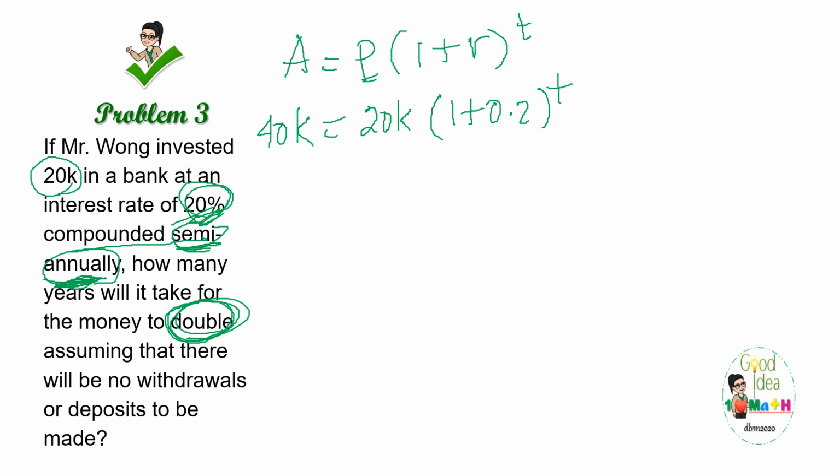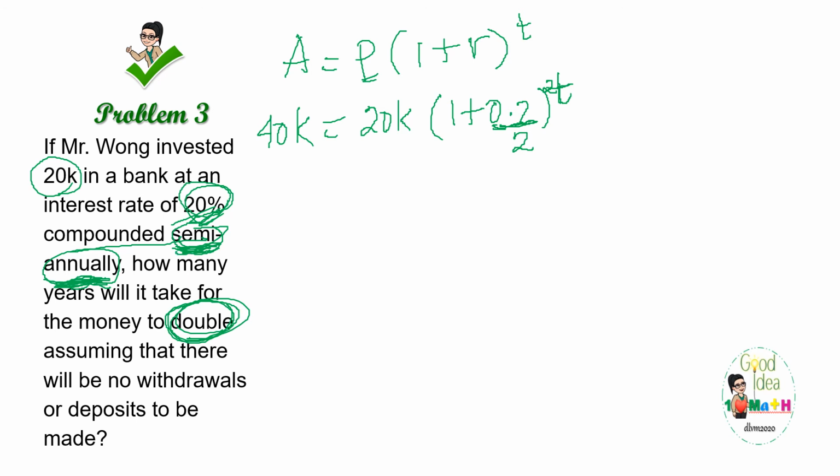Now, there is another thing that you have to remember. Be careful with this. It's semi-annually here. A while ago in number 2 problem, it was annually. But this time, it's semi-annually, meaning twice a year. When you see this, you look at your rate and divide it by 2, and you also put 2 beside the time. So this is now 1 plus 0.2 over 2 raised to 2 times time.